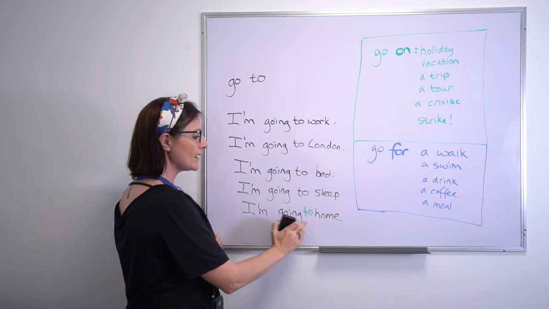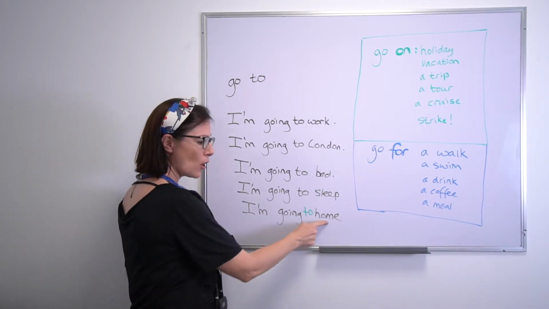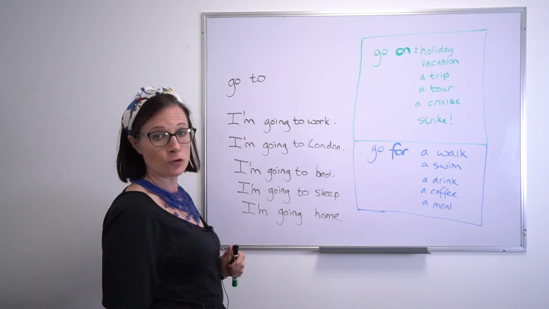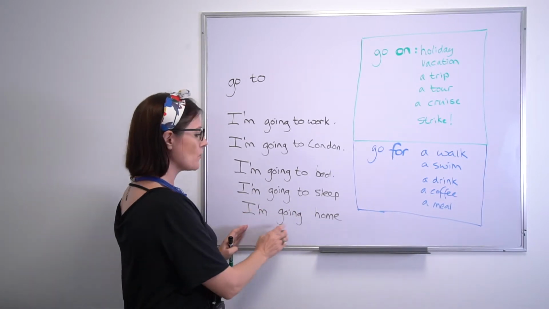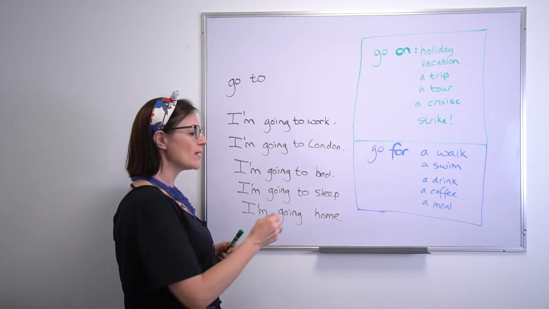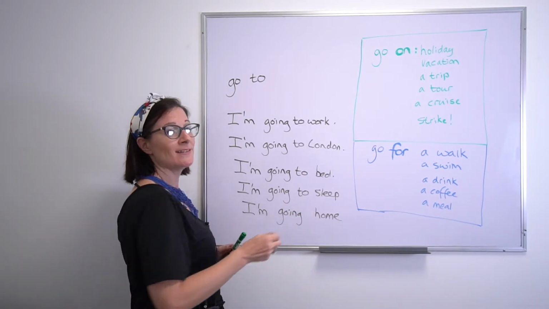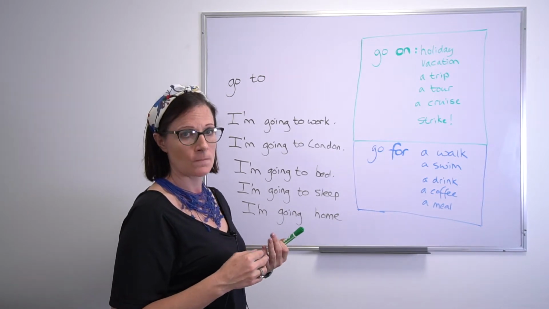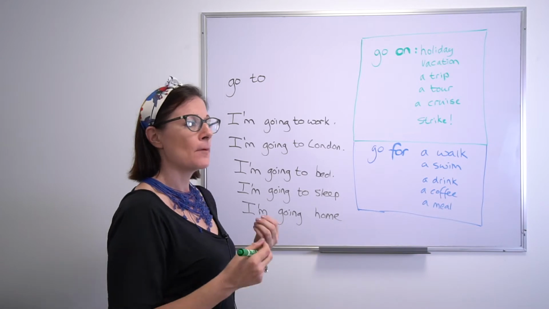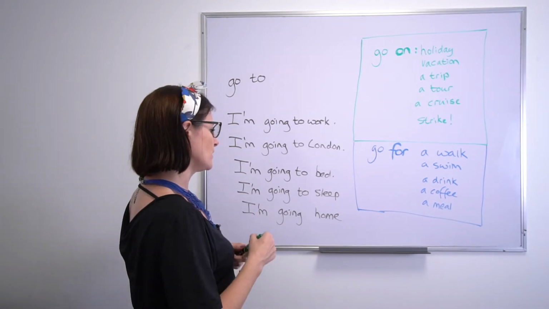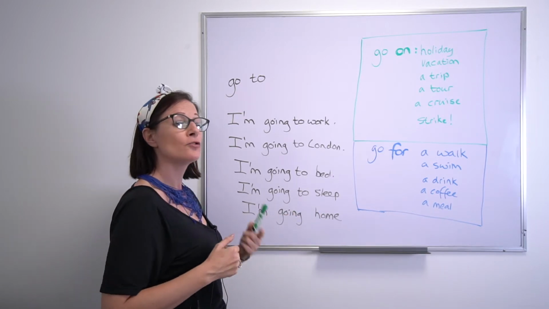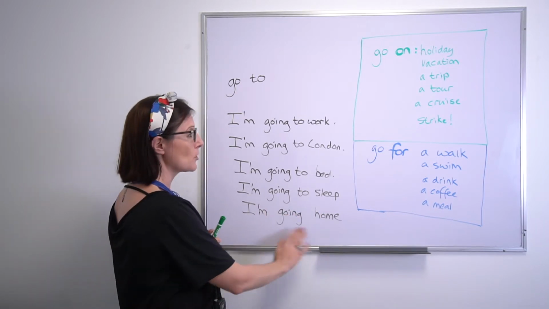And I'm going home. With home, there is no preposition. We do not have the word to. It is not I'm going to home. Also, in English, we often use the word home instead of the word house. The word house is really the building where you live, but your home is the more common word that we use. So we would say I'm going home, not I'm going to my house. We would say I'm going home.